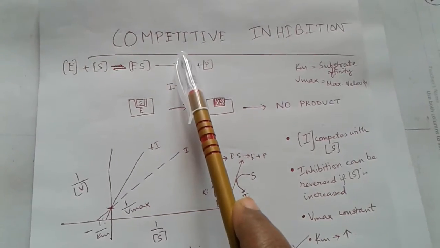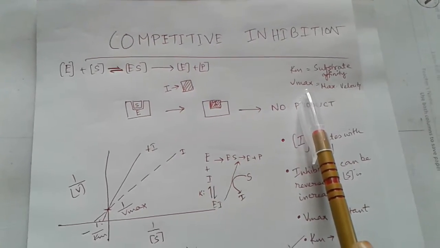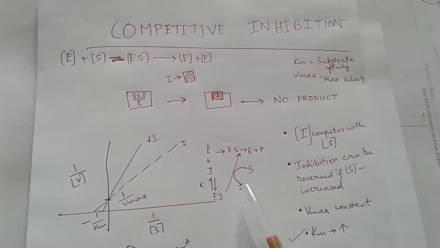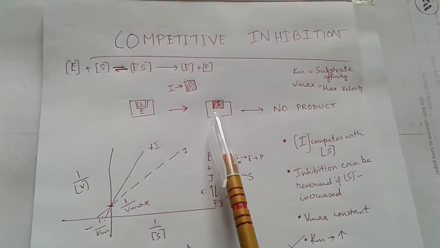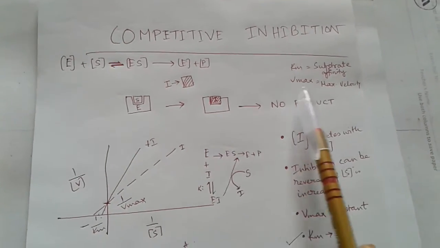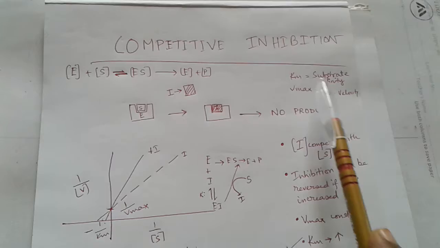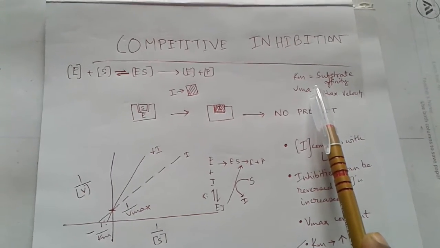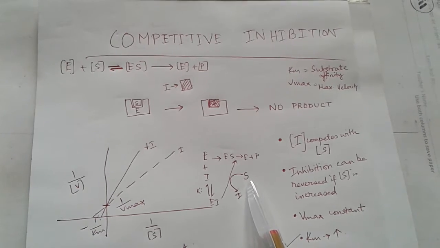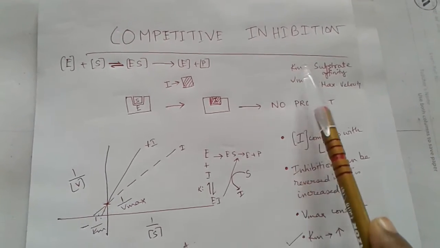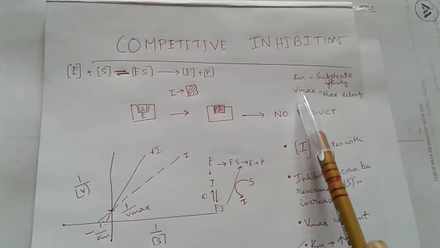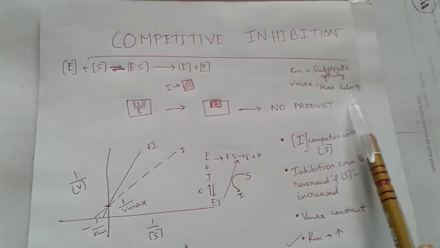So in case of competitive inhibition, the Vmax remains constant because as we increase the substrate, the inhibition is reversed, or the inhibitor is removed from the active site and substrate binds in place of the inhibitor. So the Vmax remains constant, but the Km increases in this case, because we can see that if we increase the substrate amount, the inhibition is reversed. So more amount of substrate is required to reach the Vmax. So the Km in this case increases.